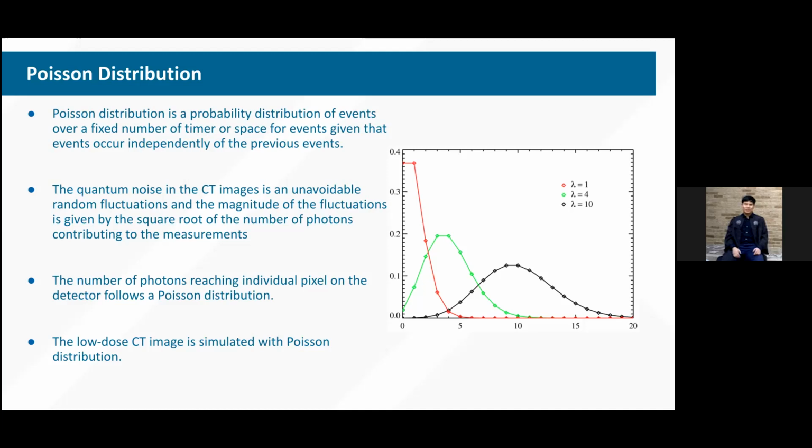The graph here shows the Poisson distribution, and as you can see, for high dose imaging, the photons collected by the detector will follow a Gaussian distribution. But when we have low dose imaging, with fewer photons, the minimum number of photons has the highest probability to be collected by the detector. Due to the limited number of photons, low dose CT imaging is usually simulated with the Poisson distribution.